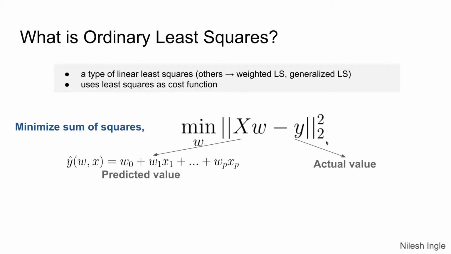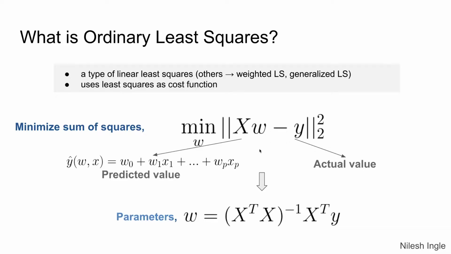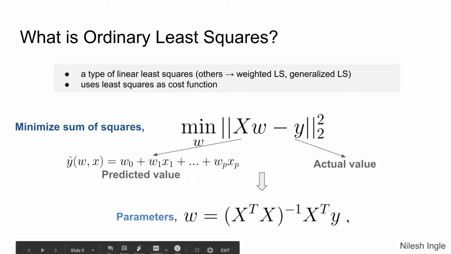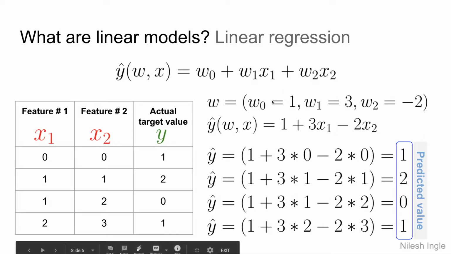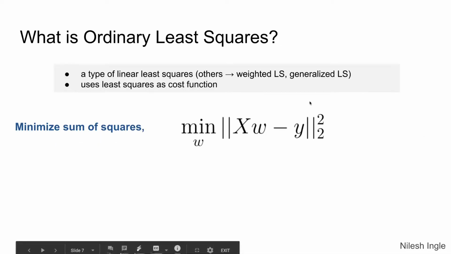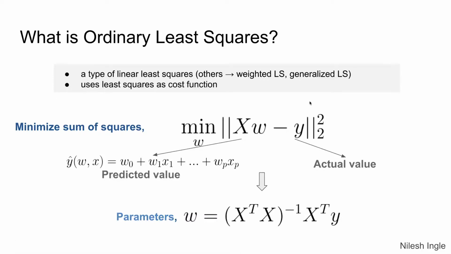Now to calculate the parameters w from this equation, if you derive the ordinary least squares, you end up with this particular matrix form as shown here, which is x transpose x, inverse of that, multiplied by x transpose into y. And this gives us a matrix of parameters w, and those would be the same as what we have here. And that's how ordinary least squares can be used to calculate or estimate the values for the parameter w.